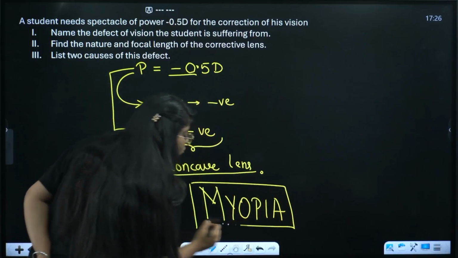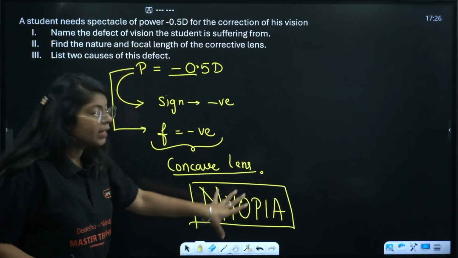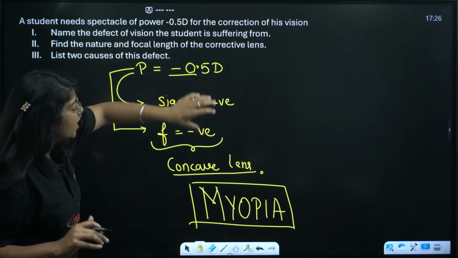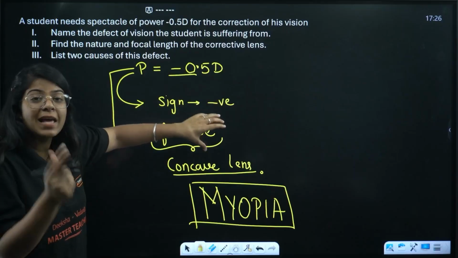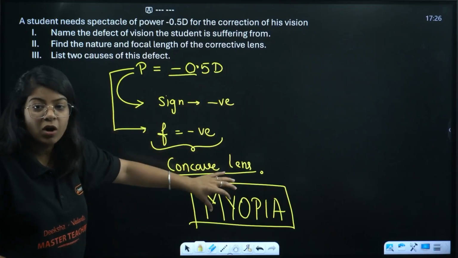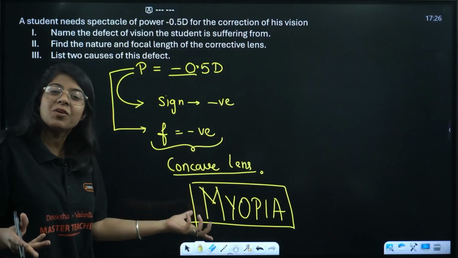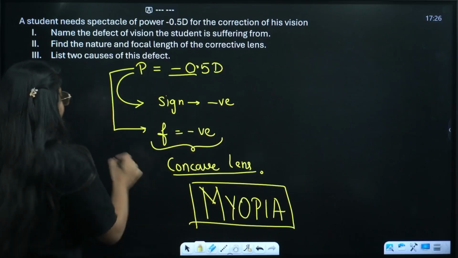The way you saw how we reached till here. Power has a sign, and the same sign will be of focal length. Now which lens has focal length as negative? That is concave lens. Which defect is corrected by concave lens? That is myopia. Done. First part is done.